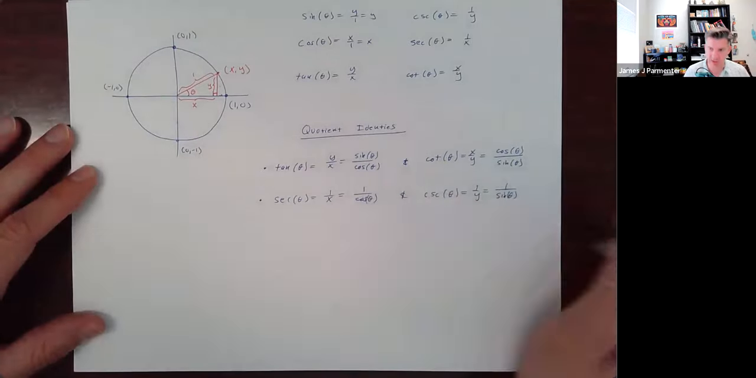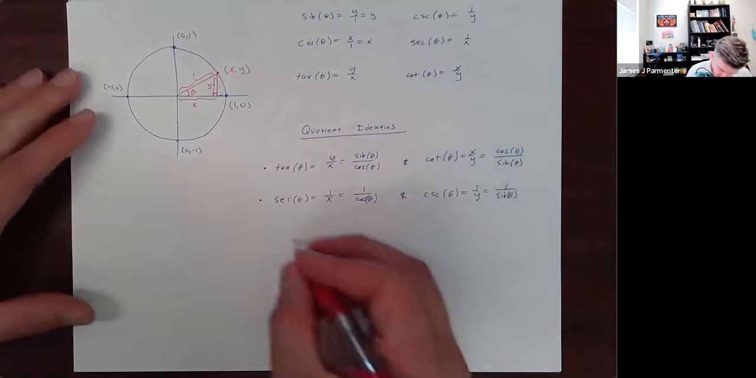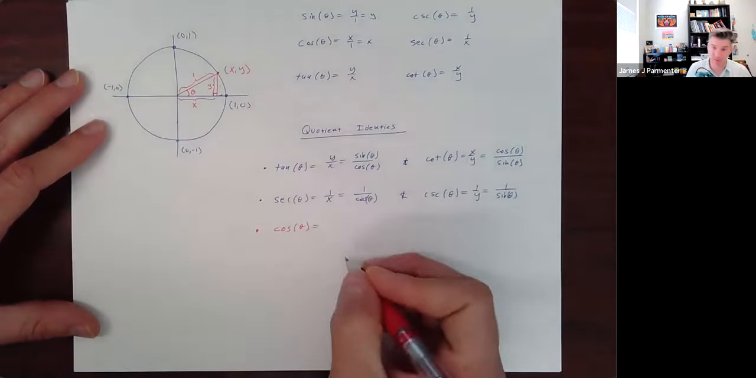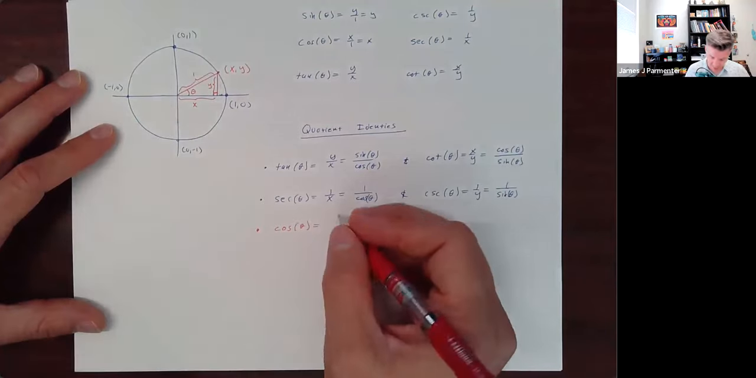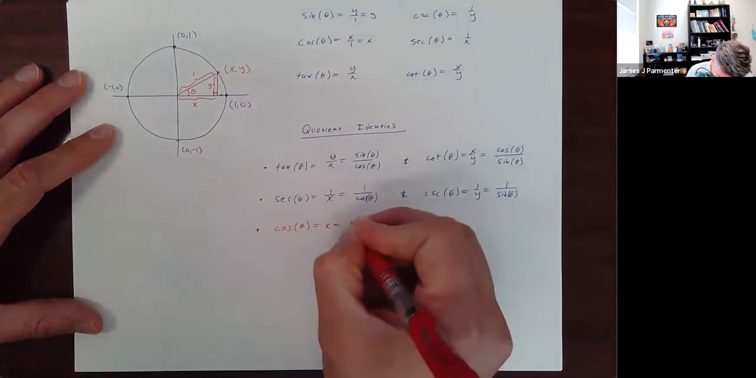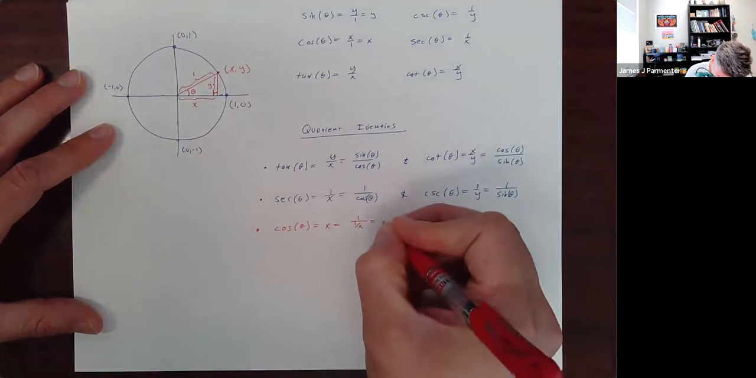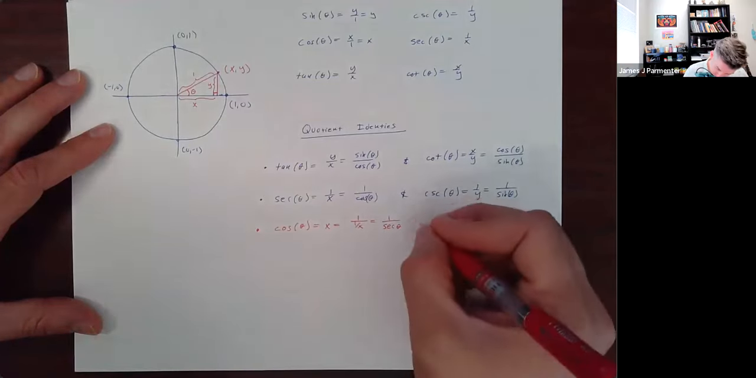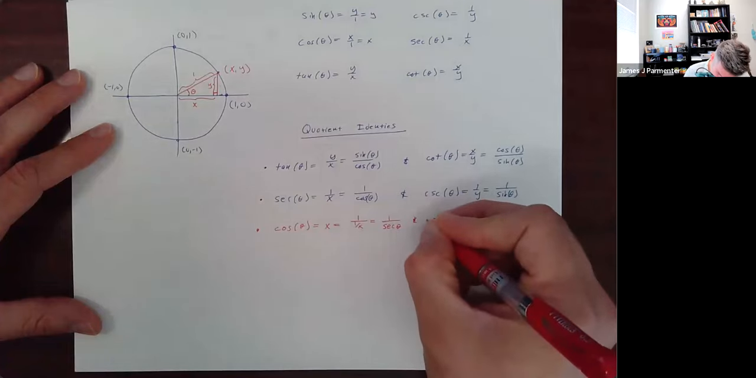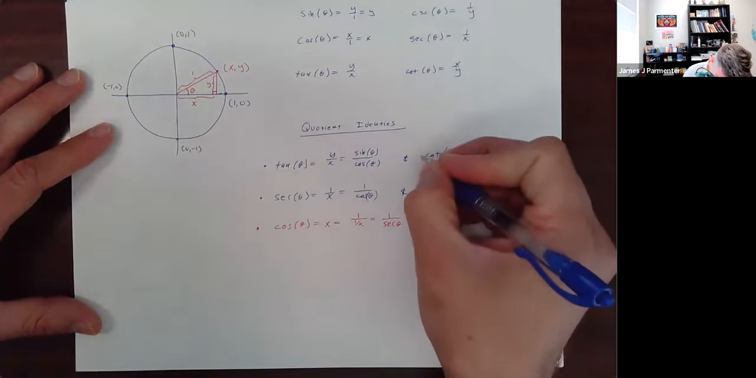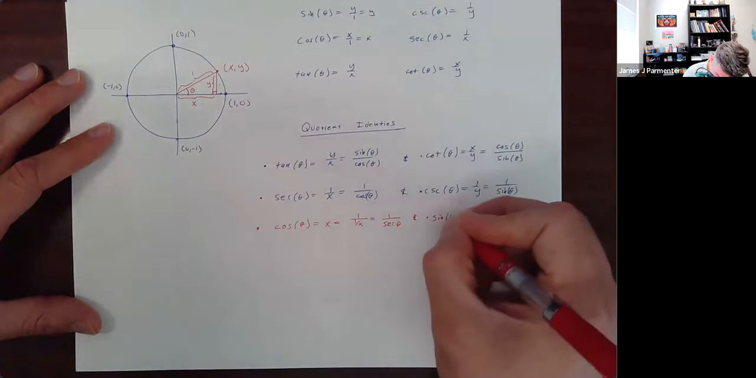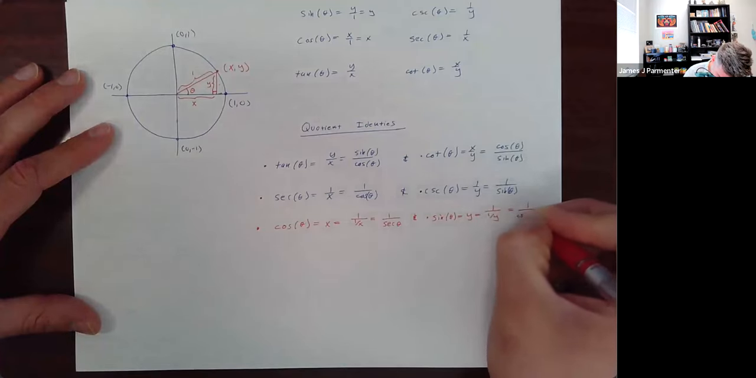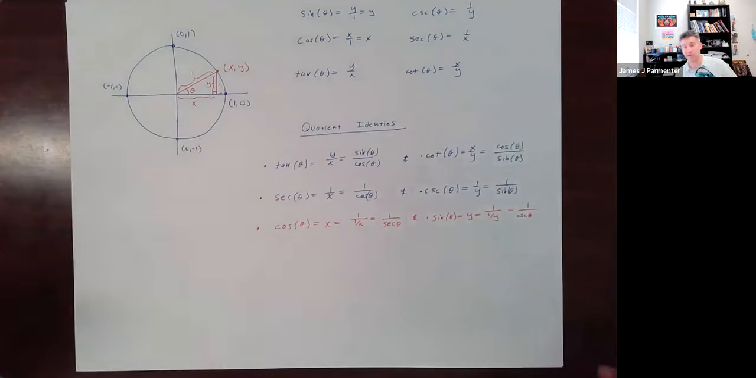There are 2 more I will mention, although they're used less often. The 2 other ones that sometimes come up are that cosine of theta is the reciprocal of secant. So cosine of theta equals x, which is 1 over x, which is just 1 over secant. You don't really need these intermediate steps here. And similarly, sine of theta, you could think of as y, which is 1 over y, which is 1 over cosecant of theta.